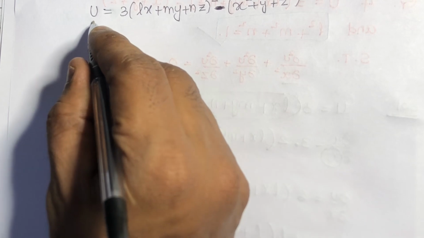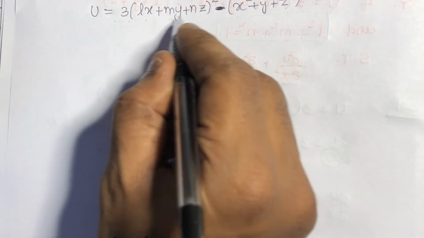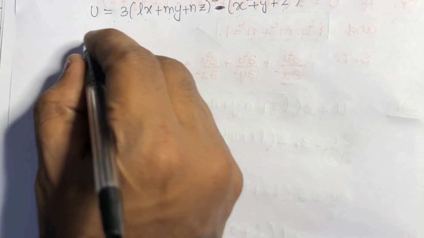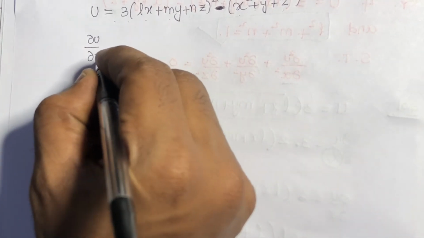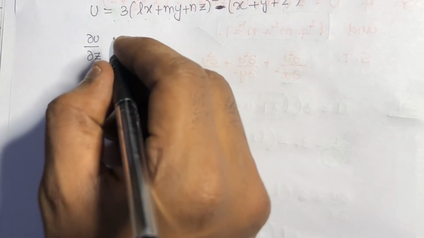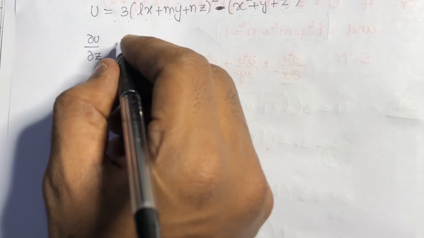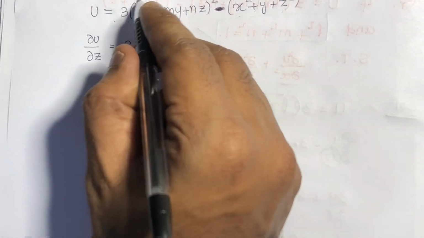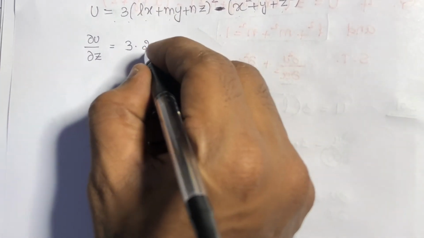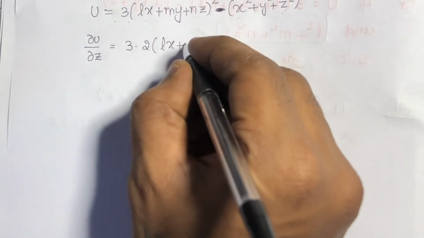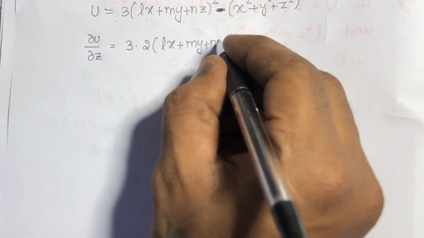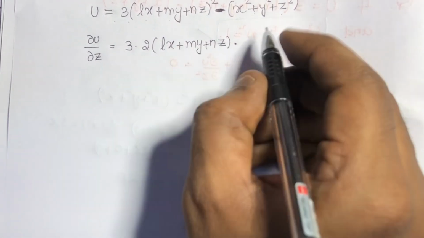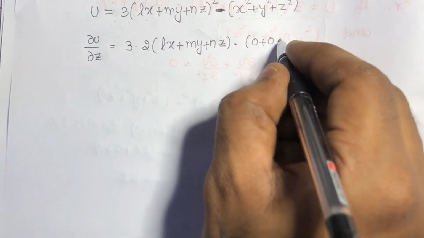Now given function u equal to 3 times (Lx + My + Nz) whole square minus (x square + y square + z square). So partially differentiate with respect to z now. Already we partially differentiated with respect to x, with respect to y, and now with respect to z. It will become 3 times of, and if you observe this whole square, it can be written as 2 times (Lx + My + Nz). And again in the place of x something is z, immediately differentiate it, it will become 0 plus n.